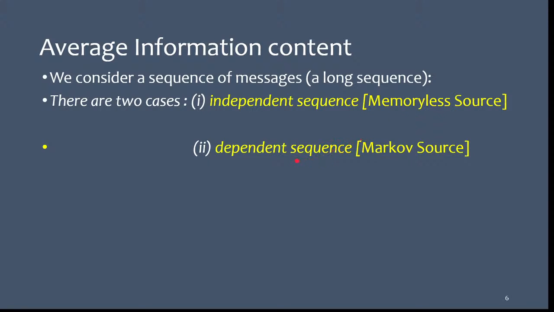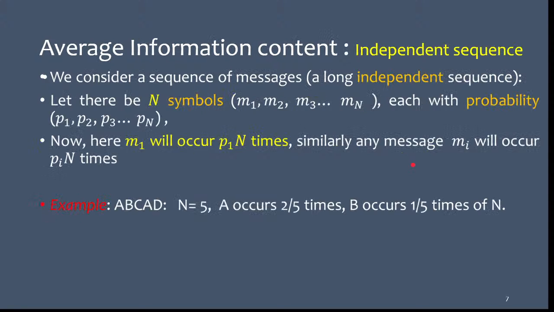The second one is a dependent source or dependent sequence or Markov source. So here every symbol generated by the source depends on the previous symbol that was generated. So we will see how to find the average information content if the source is a memoryless source, or if the source is a memory source or a Markov source. So basically average information content is the entropy.